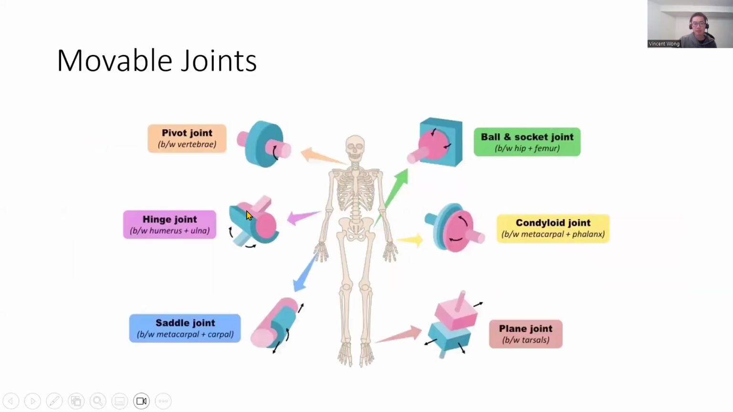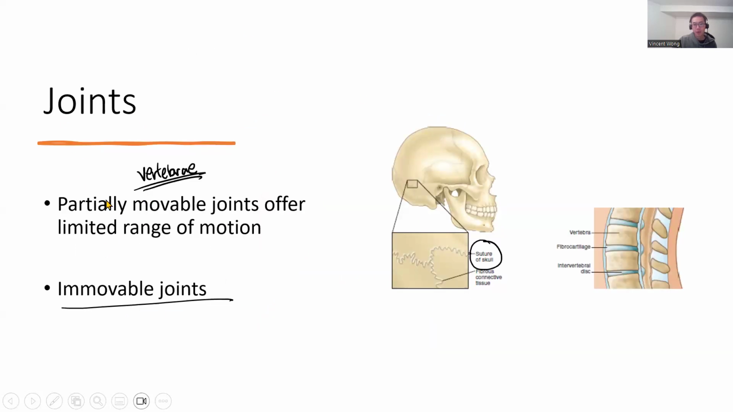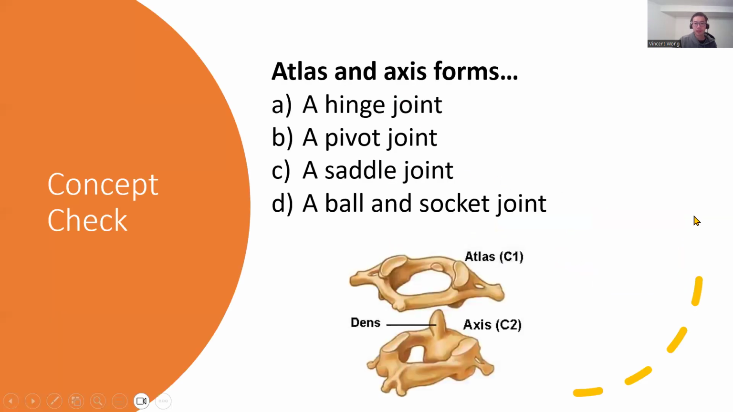Okay, so 6 types of movable joints. I gave you an example of a partially movable joint. I mean, there are others as well. And then there are the immovable joints. Okay, let's take a look at these questions. Very simple, very straightforward. Let's see if you can answer them.